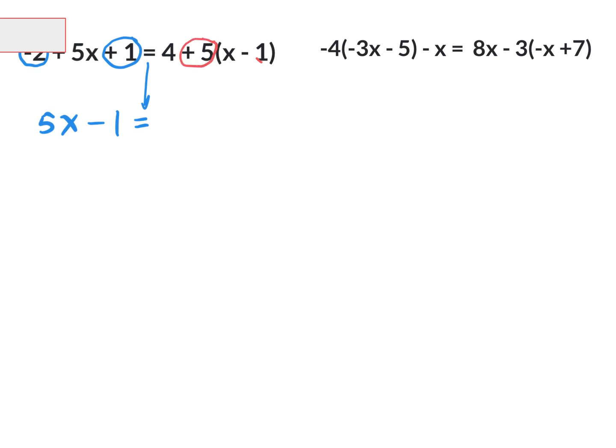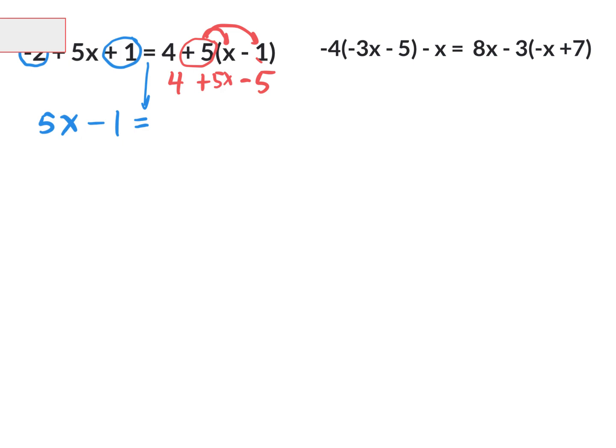Distribute that positive 5. Positive 5 times x, that's positive 5x. Positive 5 times negative 1, that's a negative 5. What about this 4? Just bring it down right here. Put it right in front. Now you have these 3 terms, 1, 2, 3. Out of these 3 terms, what could you combine? X's with x's, and there are no other x's, so I can't combine 5x with anything, but I could combine the numbers with the numbers.